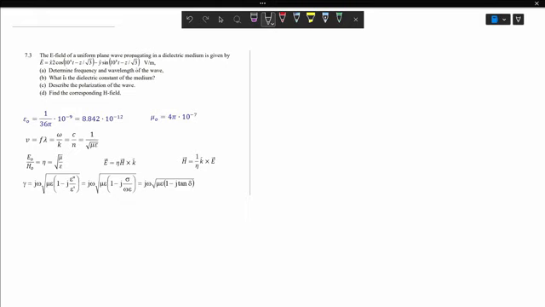This problem has 4 different parts, and it gives us an E field to start out the problem. So the first part is determining the frequency and the wavelength of the wave. To do this, we need to understand the basic form of E waves.